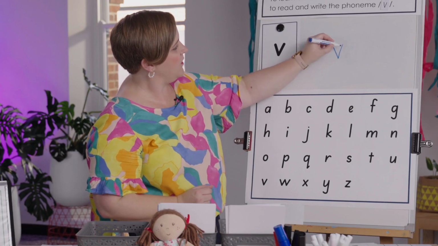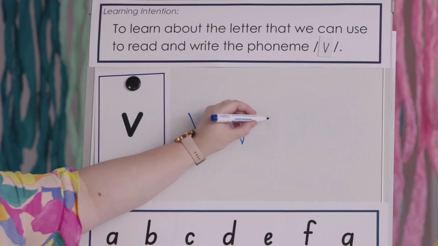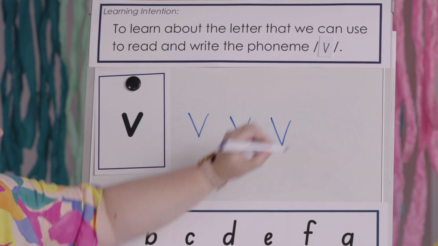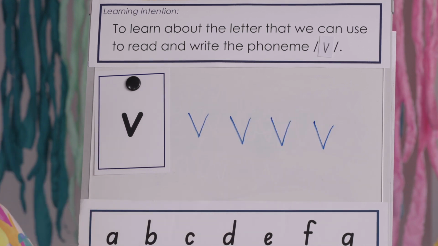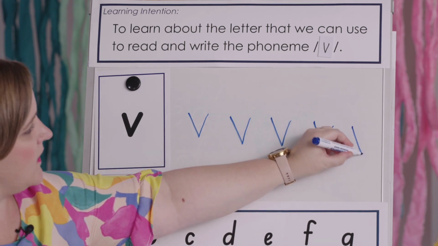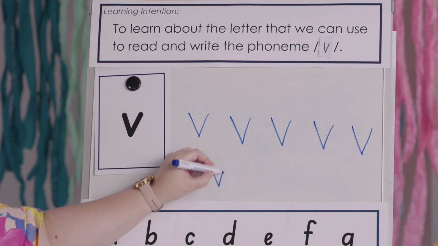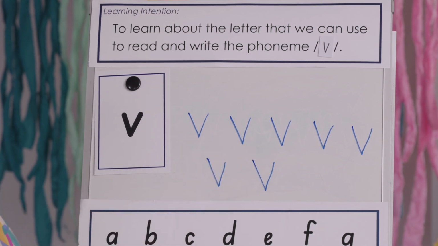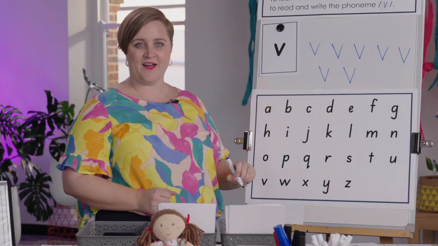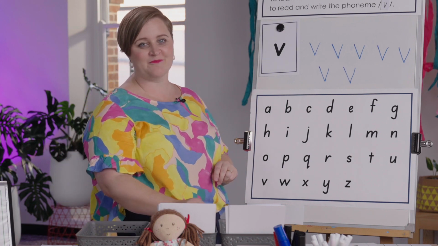Down and up, v. Let's write it 5 more times. Down, up, v. Down, up, v. Down, up, v. 2 more. Down, up, v. 1 more. V. Great job. Do your letter v's look like mine? Keep practicing that writing. You're doing a wonderful job.